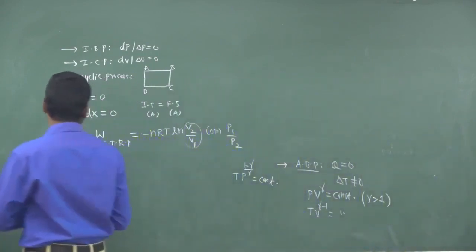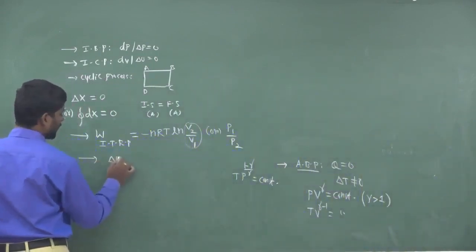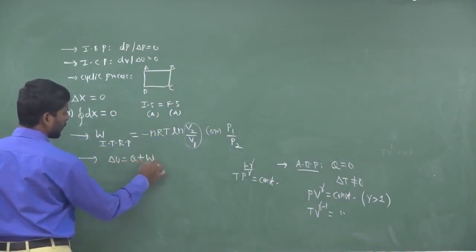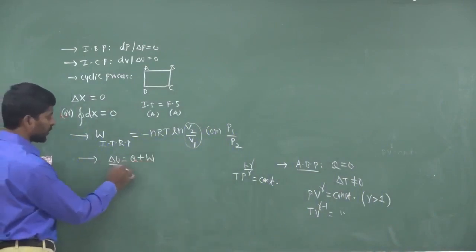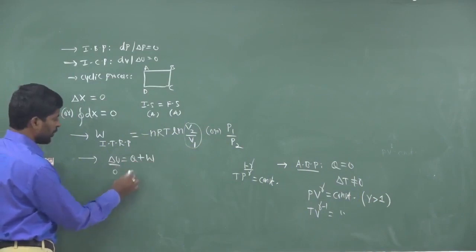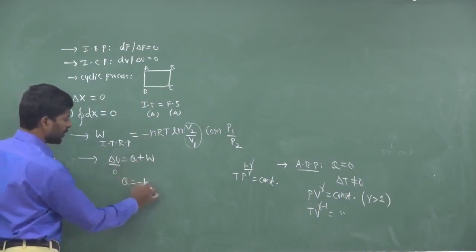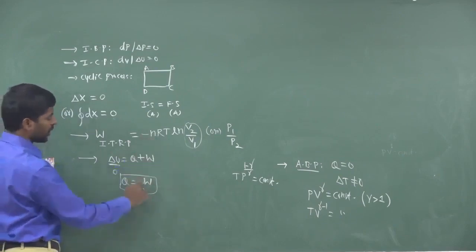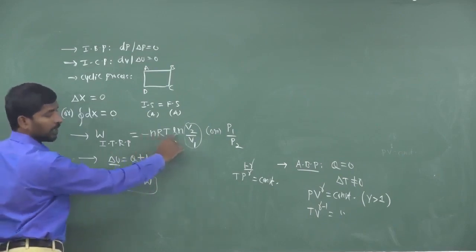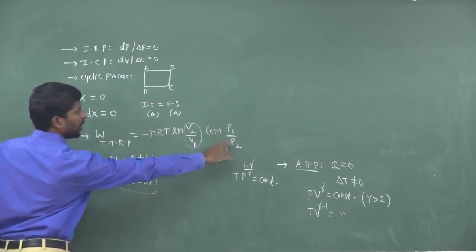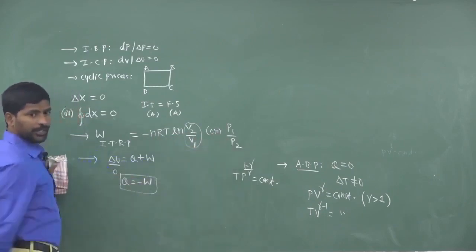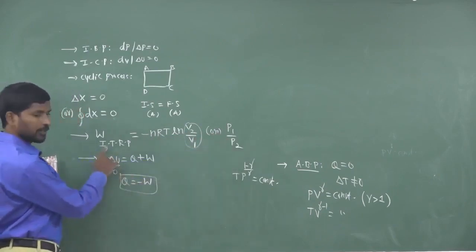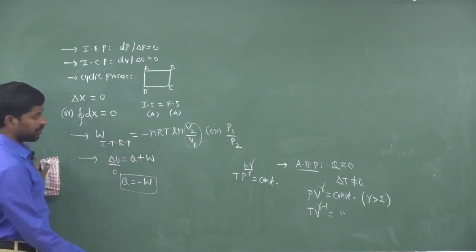Now, from the first law, we have delta U is equal to Q plus W. For an isothermal process, delta U is 0. So therefore, Q is nothing but minus W. We just have to change its sign. So Q is plus nRT ln V2 by V1 or P1 by P2. That is the amount of heat exchanged during an isothermal reversible process.